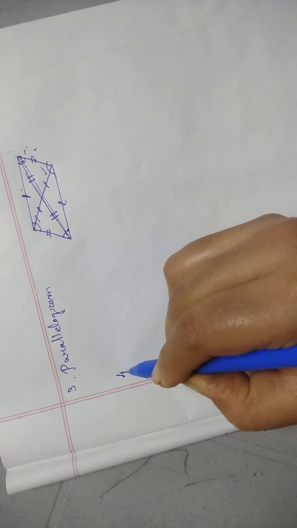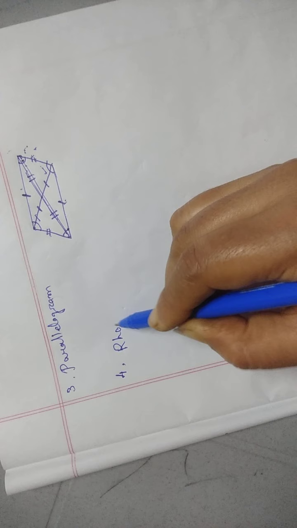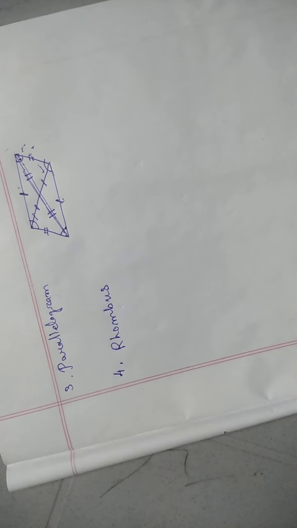Okay. Next, number 4, rhombus. Okay. Now what is a rhombus?